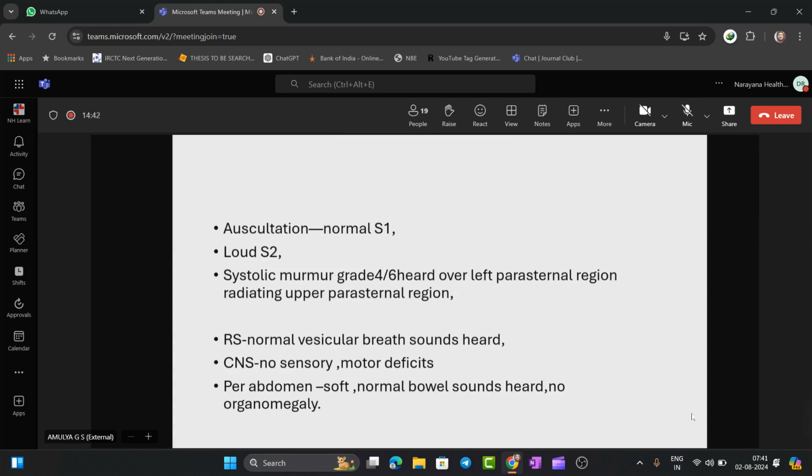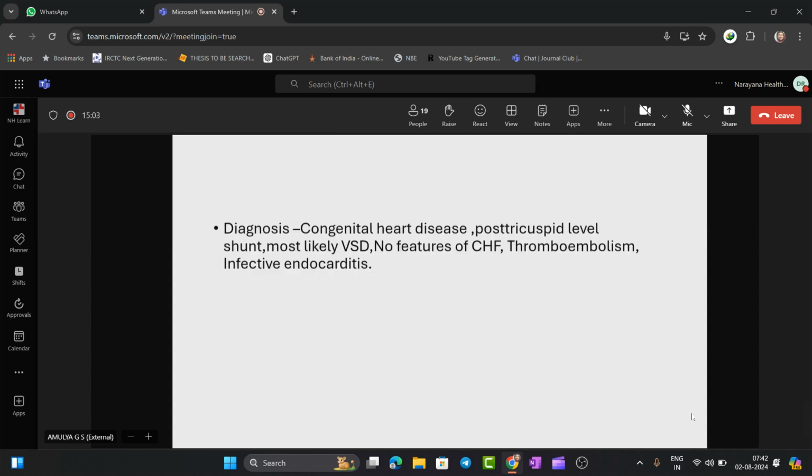On clinical examination, the positive findings are only a systolic thrill and a systolic murmur of grade 4/6 in the left parasternal region. From the given history and the clinical examination, provisional diagnosis could be congenital heart disease with shunting at post tricuspid level, probably a left to right shunt with no features of congestive heart failure or thromboembolism or infective endocarditis. I would like to further confirm the diagnosis with ECG, chest X-ray, and echocardiography. Okay.